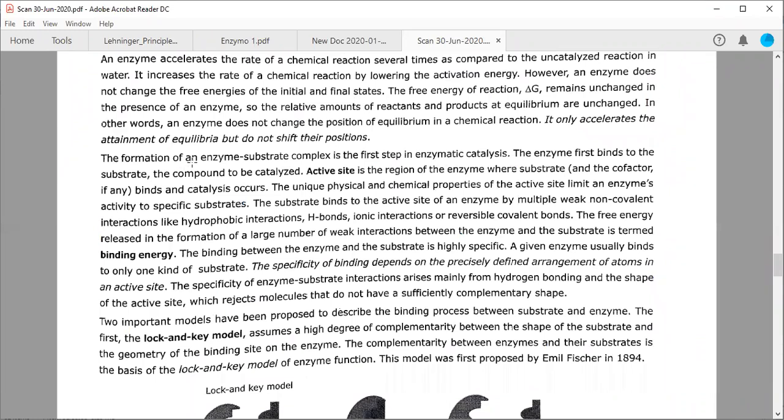So formation of an enzyme substrate complex is the first step in any enzymatic catalysis. So the enzyme substrate complex should be formed. Without this, the catalysis cannot happen actually.